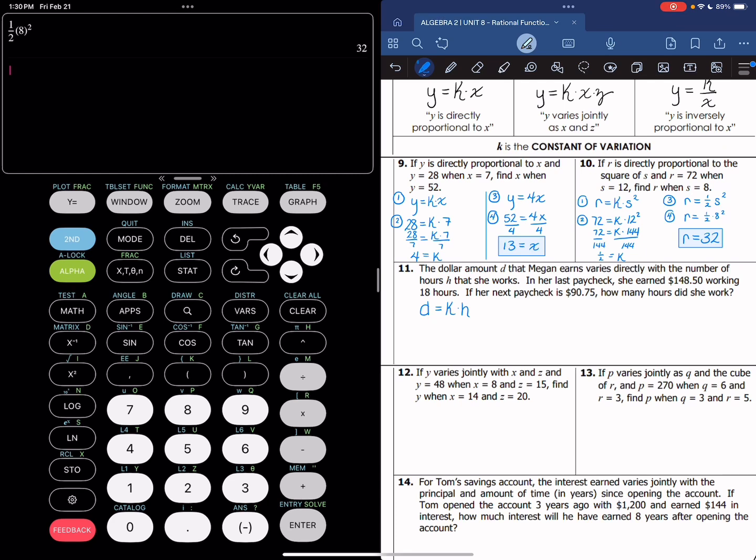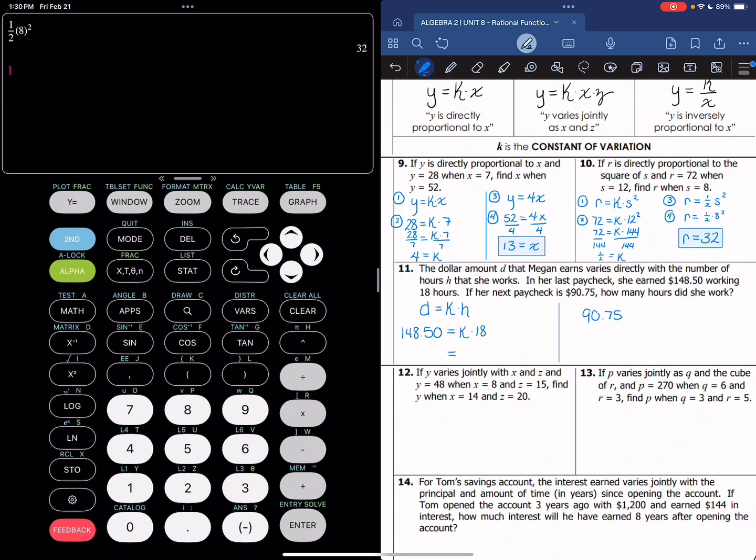In her last paycheck, the dollar amount that she earned is $148.50, and this was from working 18 hours. If her next paycheck is $90.75, how many hours did she work? Let's go ahead and see if we can solve this.